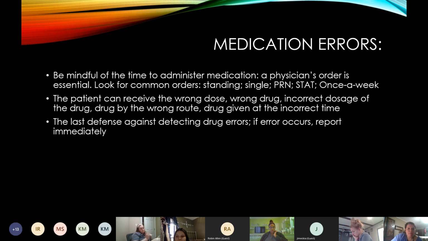All right, medication errors. Be mindful of the time to administer. A physician's order is essential. Look for common orders. So different types of order. There are standing orders. There are single orders. I didn't elaborate a lot on this in the PowerPoint, but you do need to look in your book and elaborate a little more on this, and we're going to talk about it. So standing, single, PRN, stat, and weekly.